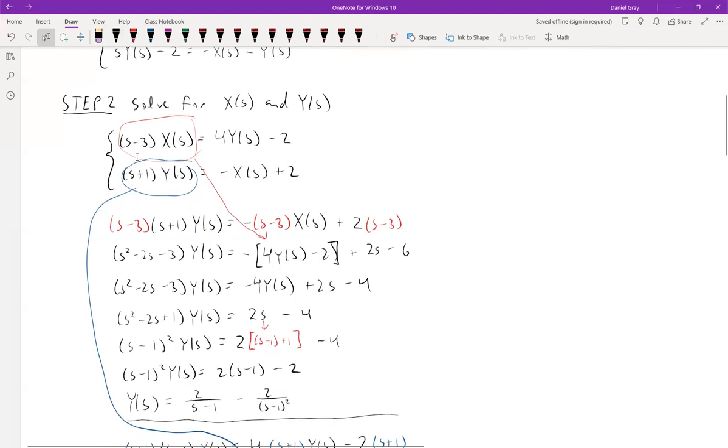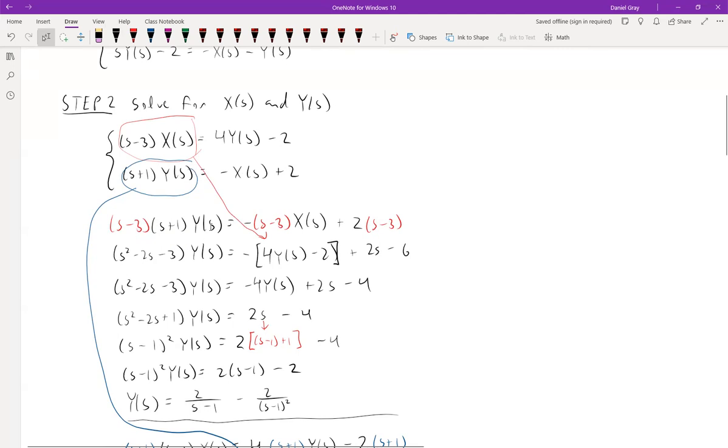And I usually start with the second equation here. So ignore the red bubbles and the blue bubbles here for just a second. I have s plus 1 times Y(s) equals negative X(s) plus 2. If I want to substitute the first equation into the second equation, then it would be great if instead of X(s), I had s minus 3 times X(s). Okay. So I'm going to multiply both sides of my second equation by s minus 3. And you can see I've done that in red over here.